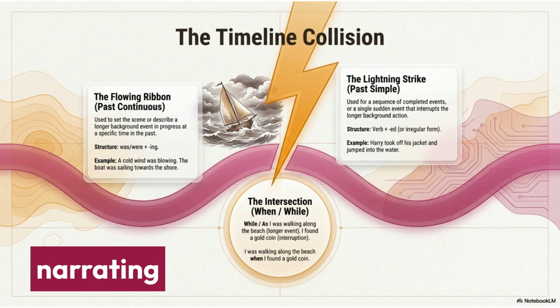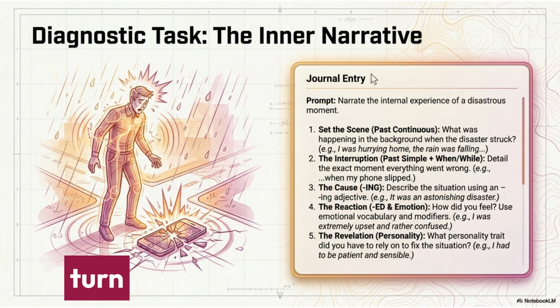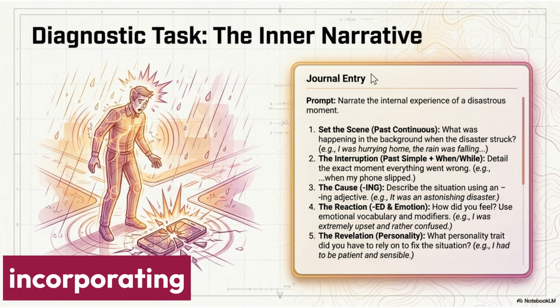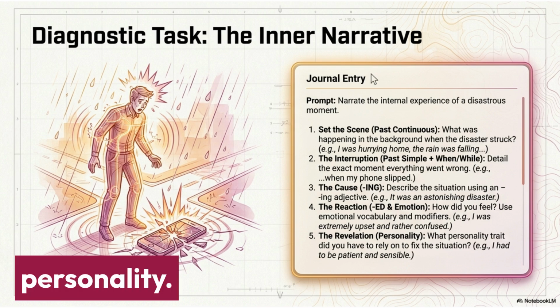Remember, when narrating the past, we encounter the timeline collision. We use the past continuous for background actions and the past simple for the sudden events that interrupt them, often connected by when or while. It is your turn to practice. Use this inner narrative journal prompt to construct a story about a disaster, incorporating the correct past tenses, emotional vocabulary, and insights into your personality.